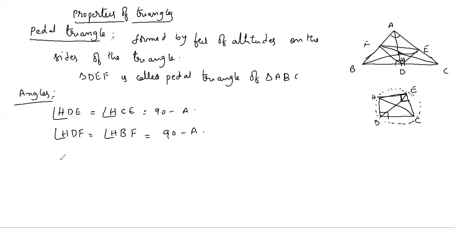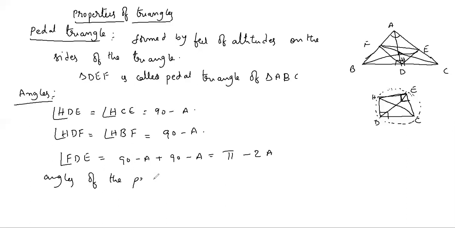So what is angle EDF, or FDE? Therefore angle FDE equals 90 minus A plus 90 minus A, which is 180 minus 2A. So what are the angles? The angles of the pedal triangle are 180 minus 2A, 180 minus 2B, 180 minus 2C. So these are the angles of the pedal triangle DEF.